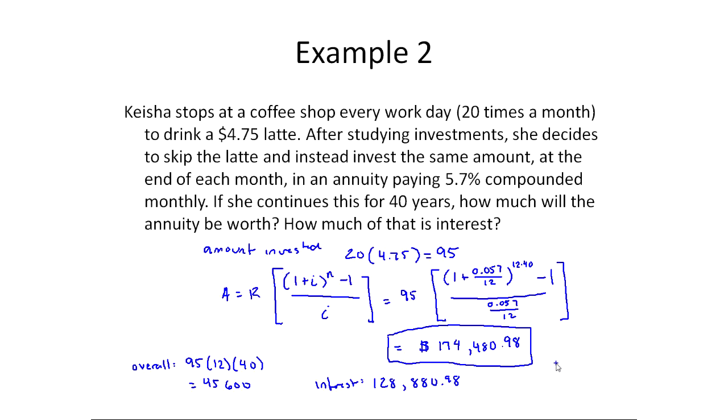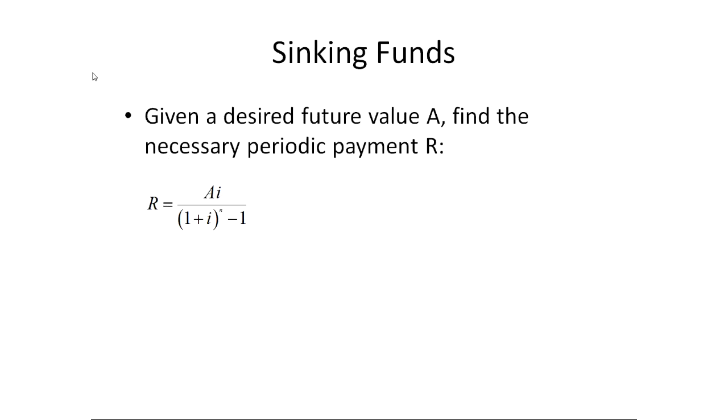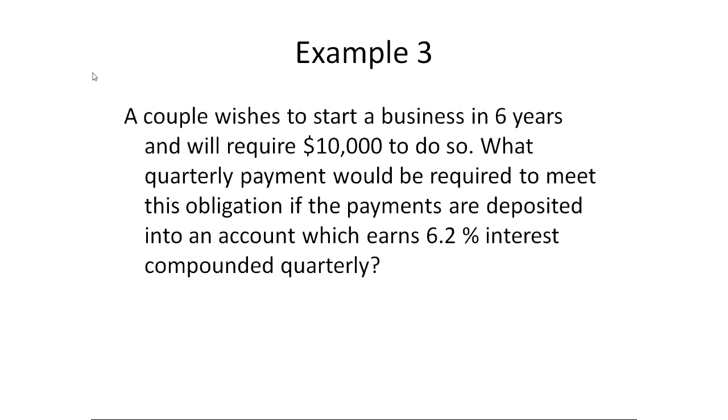The other type of problem you'll see in this section is called a sinking fund problem. Sinking fund essentially means that I have some idea that I need to have a set aside amount, a future value amount later on, and I need to know what payments I need to make in order to get to that value. So again, it's the same formula, but what we've done is solve for R.